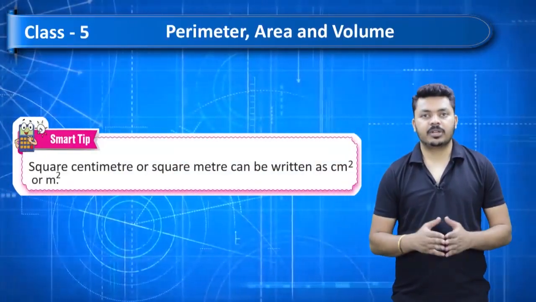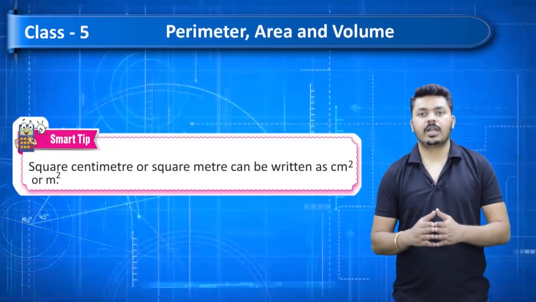Smart tip. Square centimeter or square meter can be written as centimeter square or m square.